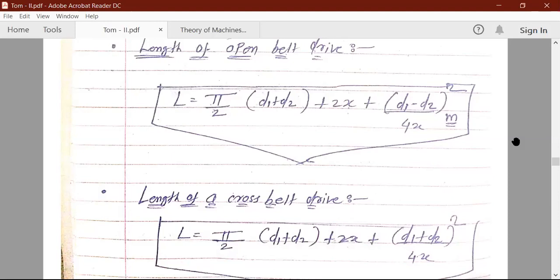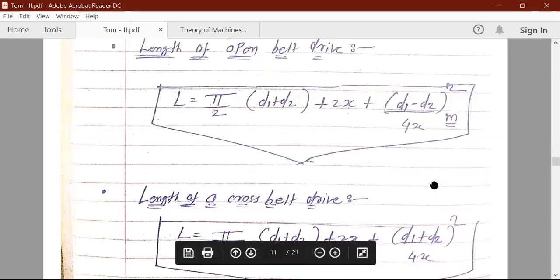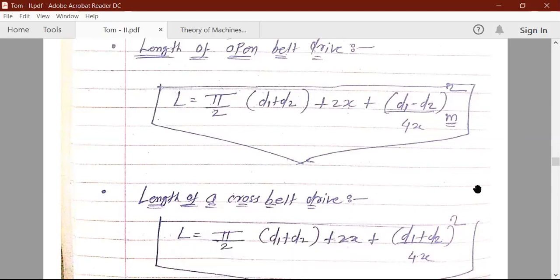We will also solve one numerical which is somewhat lengthy, but we will solve it in parts so you can understand it better. So first you have to write down these two formulas, then I will explain how these formulas work. So you can stop the video and write down the formulas.